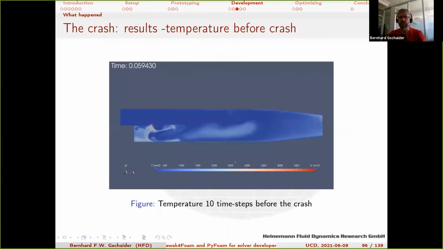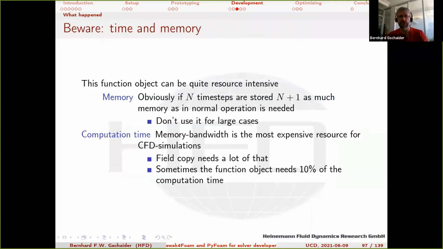These look pretty regular. And for instance, here you can have a look at the results, the temperature before the crash. And what you see is that the very, very high temperatures are not immediately at the crash, that's 10 time steps before the crash. And you see that 10 time steps before the crash, you have values of 6,000 kelvins here in the recirculation zone. We will get later to the recirculation zone. That seems to be a source of joy for this simulation.